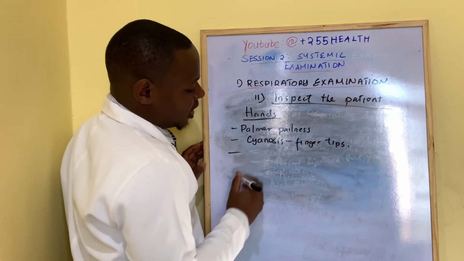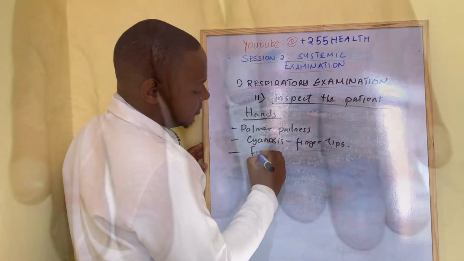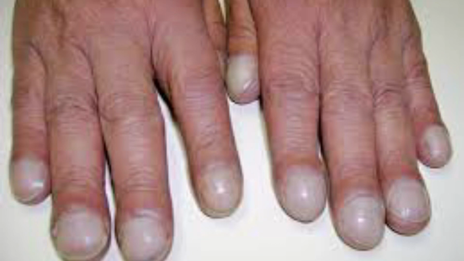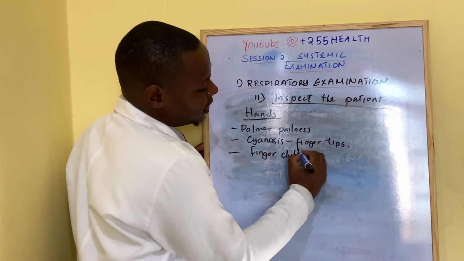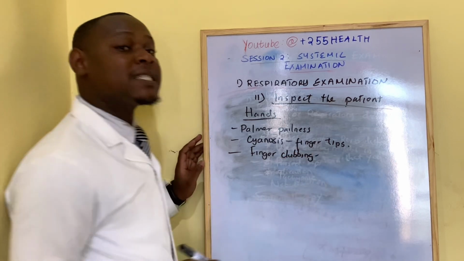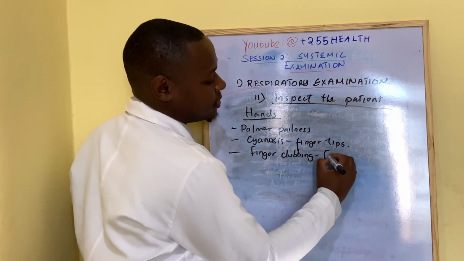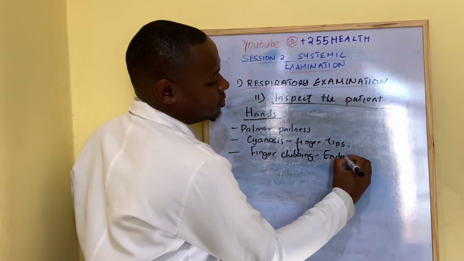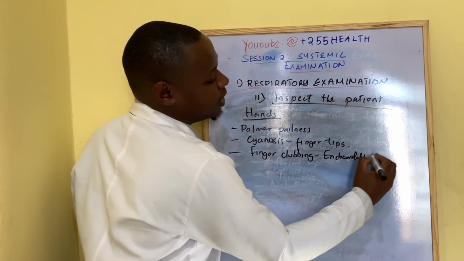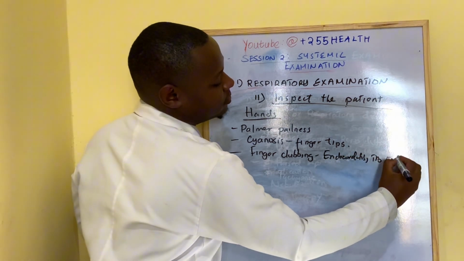You can also check for finger clubbing. Finger clubbing can alert you of different cardiovascular and lung diseases. You can have endocarditis. You can have TB, malignancies.